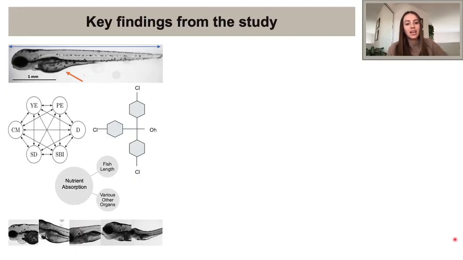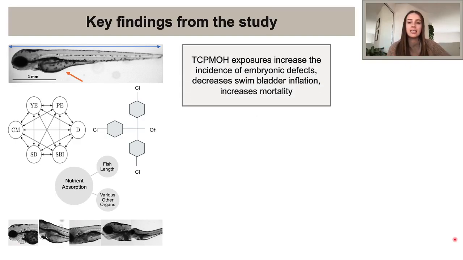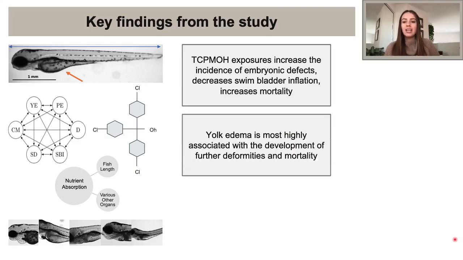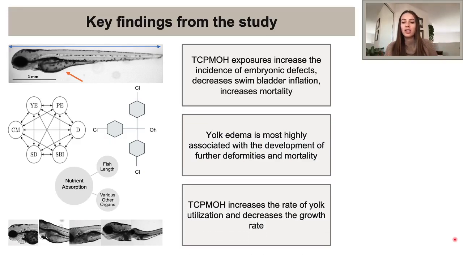Some key findings for the study are TCPMOH exposures increase the incidence of embryonic defects, they decrease the swim bladder inflation, and increase mortality. Our network model indicates that yolk edema is most highly associated with the development of further deformities and mortality. And in addition, our ordinary differential equation model identified that TCPMOH increases the rate of yolk utilization and decreases the growth rate. This is interesting because in both different models, we're seeing an extreme perturbation to the nutrient availability for the fish.